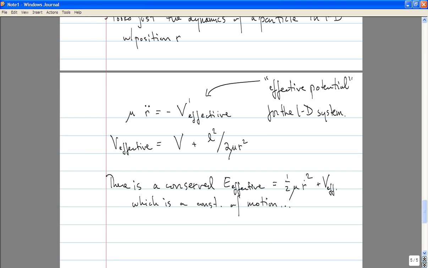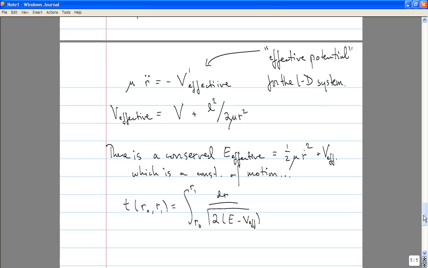And so the time that it would take for the distance between the two objects to change from R0 to R1 would be given by the integral from R0 to R1 of dr over the square root of 2 times E minus V effective. I should note here that there are two constants of motion that appear in this formula. There is E, which is a constant of motion, what I called E effective there, as well as L, which is the conserved angular momentum.